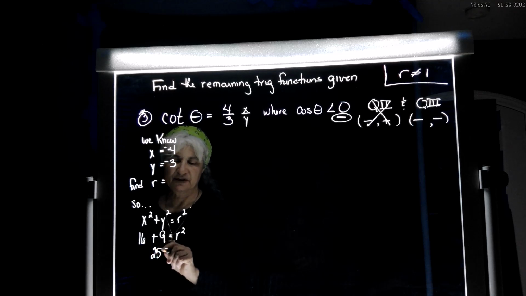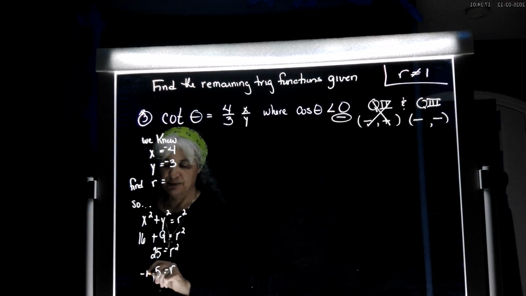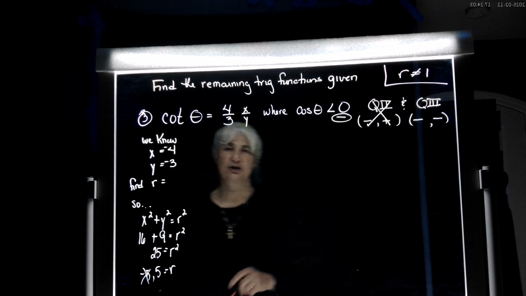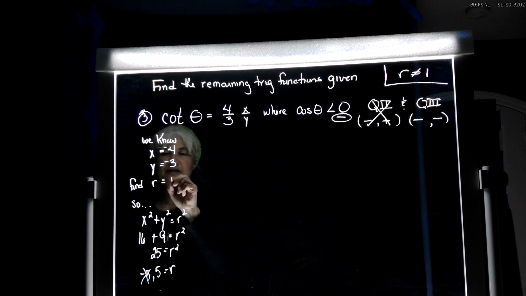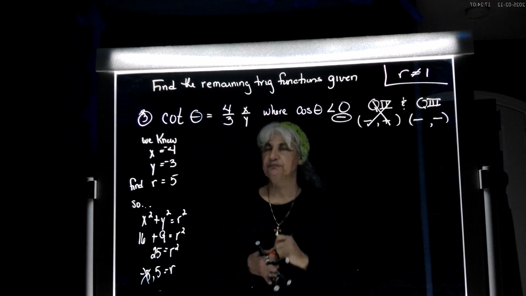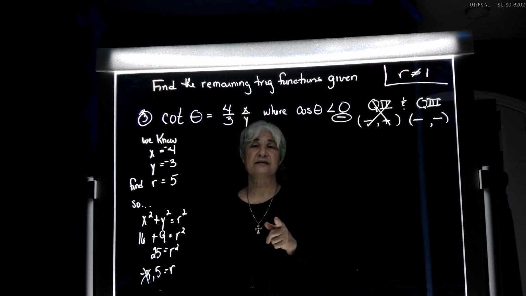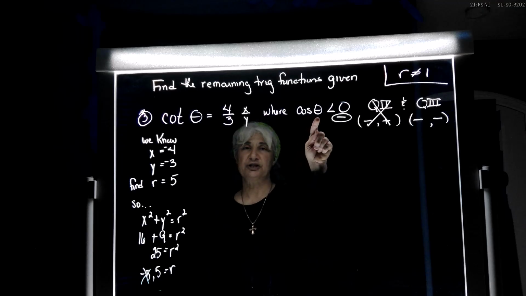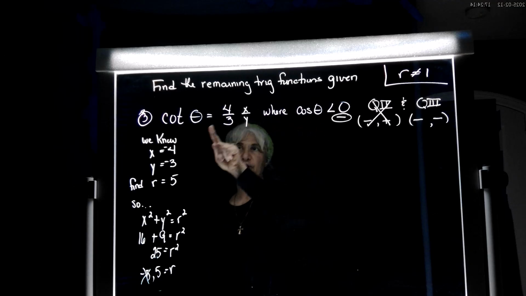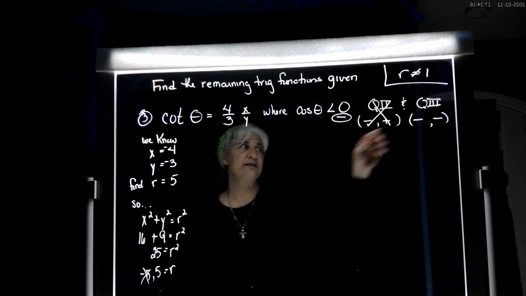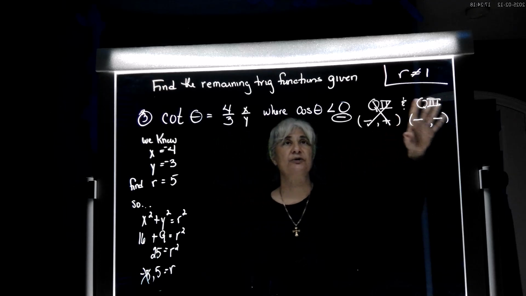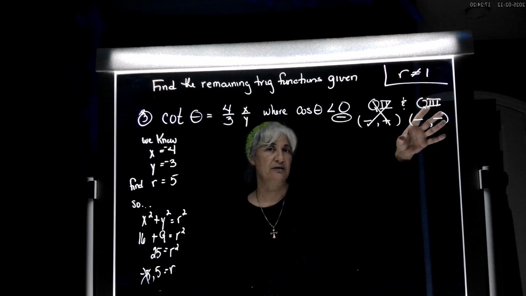We have 25 equals r squared, so r has to be the positive 5, right? It can't be the negative 5. Good? So positive 5 for the r. Got it. Does it make sense, based upon this restriction and what we knew about cotangent, that we are lying in quadrant 3, or that theta is in quadrant 3?